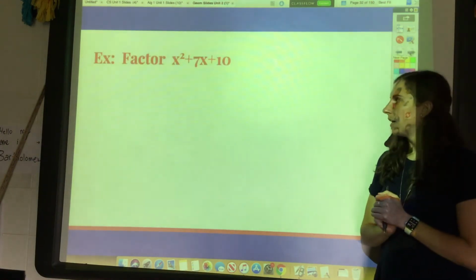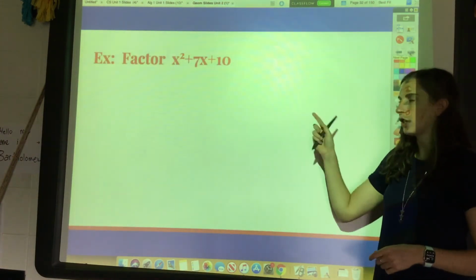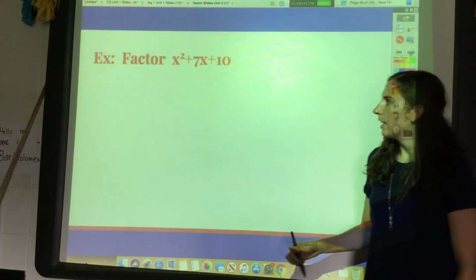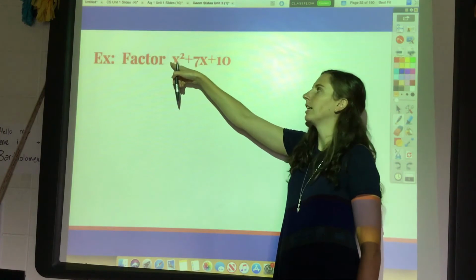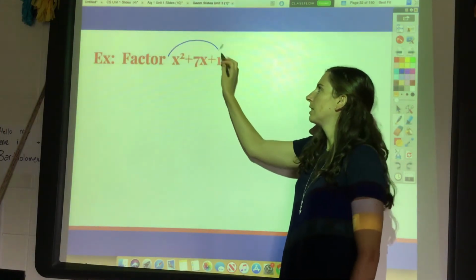All right, another 3 terms. So we're going to look for a GCF. There is none. So I'll do a rainbow method. There's technically a 1 in front here. So when I do 1 times 10, I just get 10.